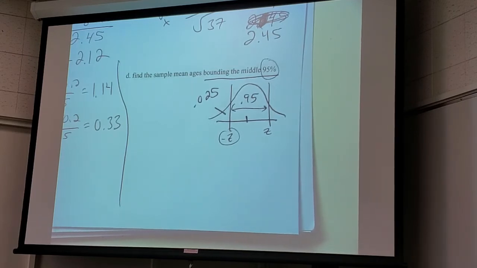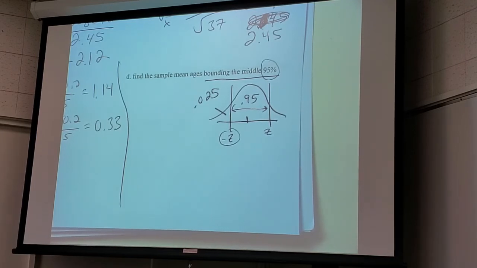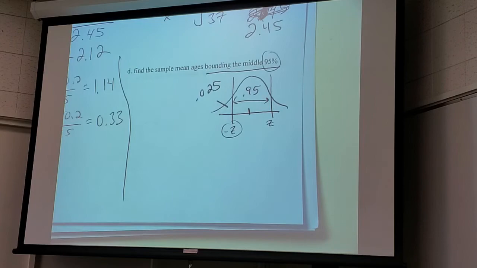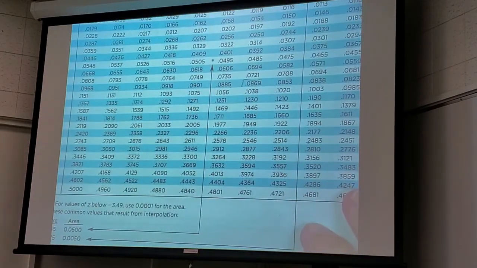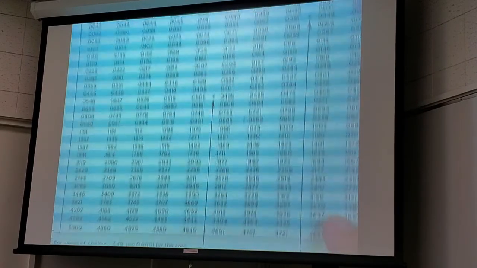I desperately want you guys to realize it does not matter. That 95% number just got me to where I could figure out the area below the z I wanted. That's what the chart understands: areas below a z-score. So if I look up 0.025, what's the closest I can get? And of course I'm looking on the negative side. I can get really close. In fact, I can get exactly that.